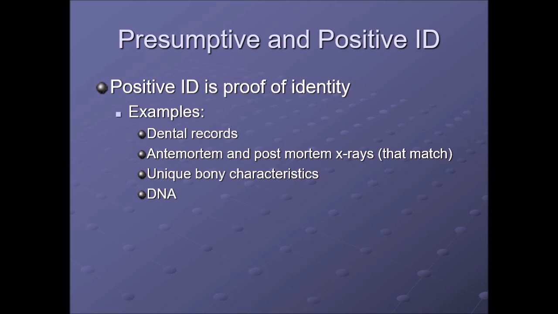Positive ID is absolute proof of identity. Dental records, antemortem and postmortem x-rays that match. That is, if this person had a broken arm and they went in, they would have an x-ray of that broken arm when he broke his arm in 8th grade football, right? That's an antemortem x-ray, okay, or radiogram. Postmortem, we would look at that arm and say, hey, look, there's a break there. It's an old healed fracture. Boom, positive ID.